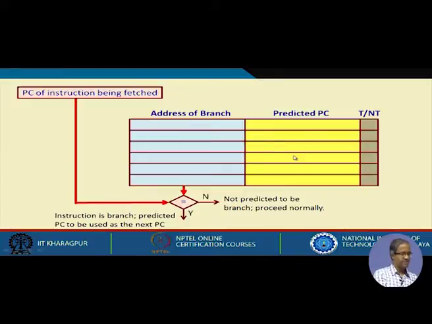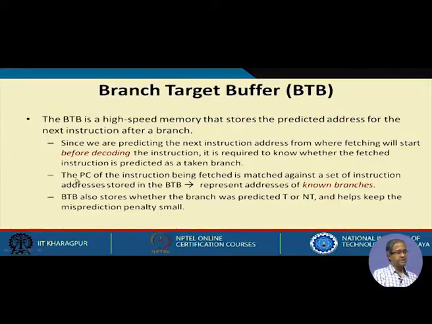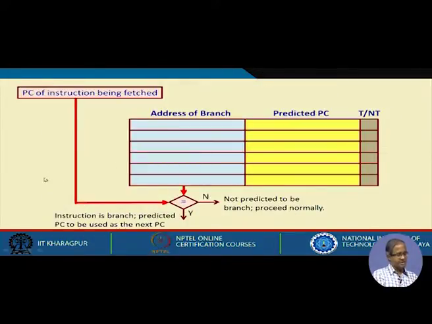Okay. Let us go back. The PC of the instruction being fetched is matched against a set of instruction addresses stored in the table. Whatever is stored there represents addresses of known branches that were encountered earlier, and it also stores whether the branch was predicted as taken or not taken. So, this is the data structure and this is how you are comparing. Now let us see how we will be using it.